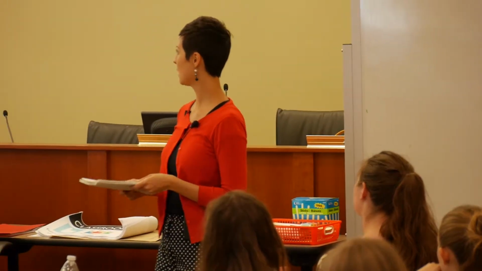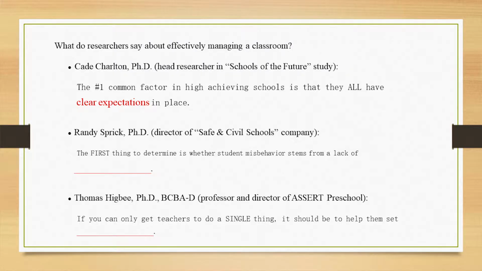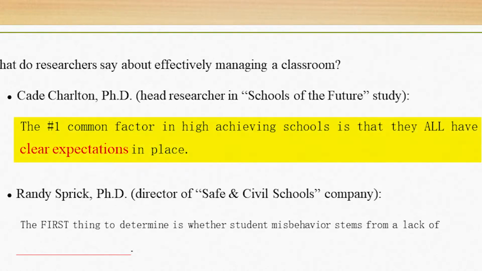Let's zoom out just a little bit. I want to talk a little bit about what researchers say about setting up a classroom. Cade Charlton is actually a professor here at USU, head researcher in the Schools of the Future study, which was a 10-year study where they compared high-achieving schools across the nation. And here's what he found in that study. Ready? They found that the number one common factor in high-achieving schools is that they all have clear expectations in place. Consistently across the nation, high-achieving schools had clear expectations in place. In other words, the students and the parents knew exactly what was expected of them behaviorally.